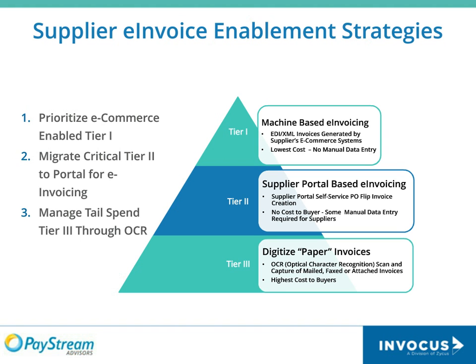And today, that may mean digitizing those paper invoices through a scanning process using a technology such as optical character recognition. But of course, this is going to introduce more inefficiency and more cost to the buying organization to have to scan and read and validate and verify those documents. So over time, the strategy will be within this Tier 3 to continue to migrate those suppliers up into the portal or ultimately into a full machine-to-machine transaction at Tier 1 and really eliminate the paper from the process over time.